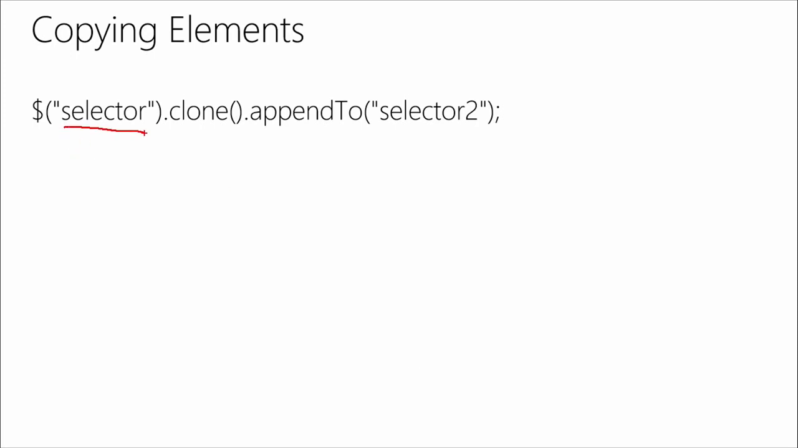Again, everything starts with the selector. And then I could call clone, and what this will do is it'll give me a deep copy of what's in that selector, so that selector and all of its children. As you can see here on the slide, with this example, I'm actually saying take some selector and clone it, and then go ahead and append it to a second selector.